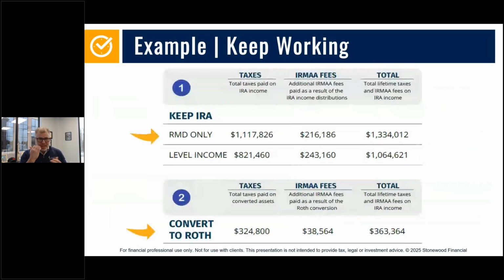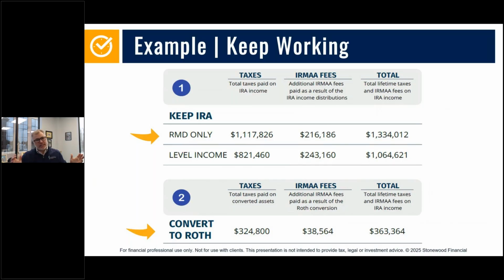Now, as I mentioned, if we're leaving the IRA, the RMD process is the line that matters there, right? So that's 1.3 million. And if we convert, we're 363. I'm not great at math, but man, that's almost 7 figures of savings. You think somebody might want to talk to you about that?